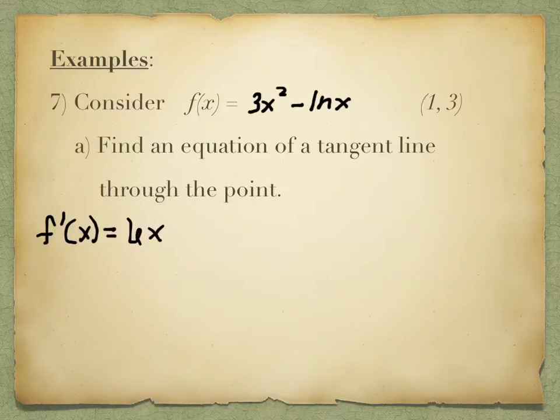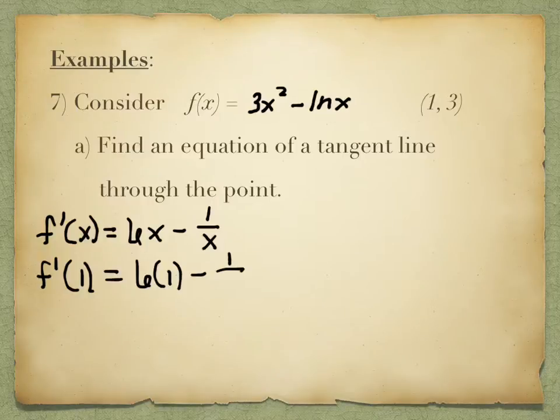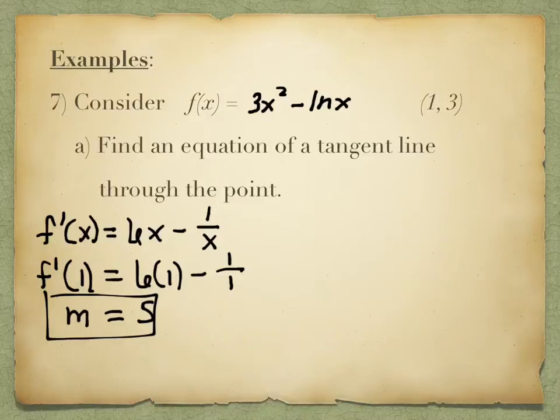6x minus 1 over x. Great. And then we're going to evaluate it at x equal 1. And what are we going to get? 5. And just like was mentioned, this then is the slope, right? Okay, now I've got a slope, and I have a point.